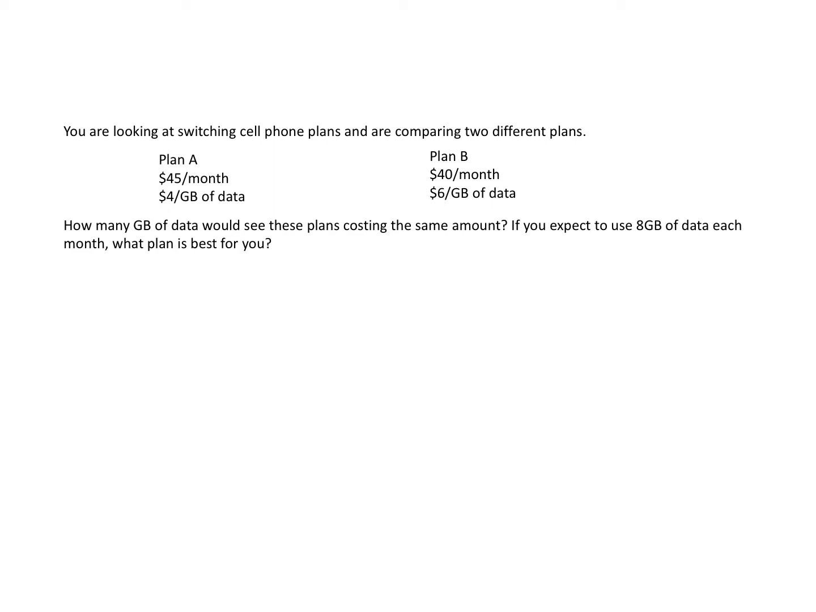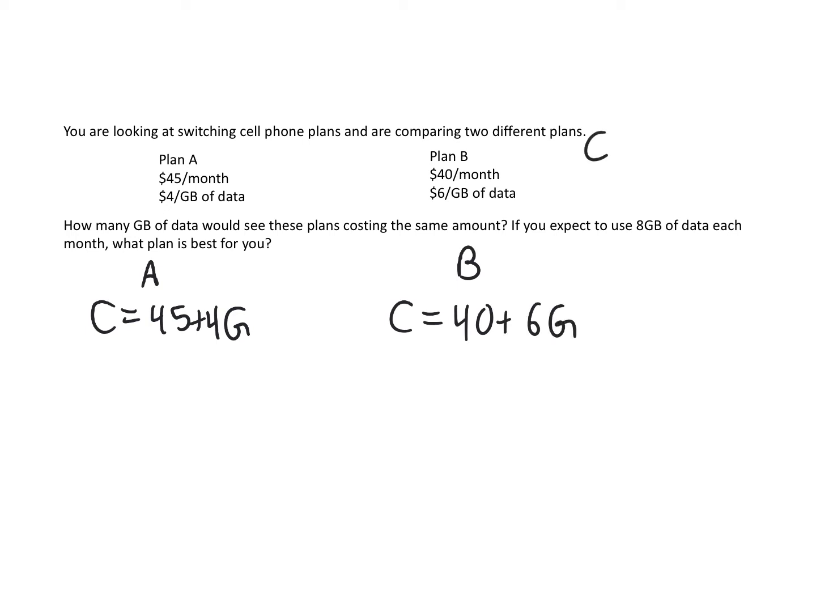Right, here we have a relatively simple financial problem, and it's involving cell phone plans and comparison of them. Now for plan A, I'm going to let C equal 45 plus 4G. And for plan B, I'm going to let C equal 40 plus 6G. Now C is just the cost of the plan, in dollars obviously, and G is going to be the amount of gigabytes per month.